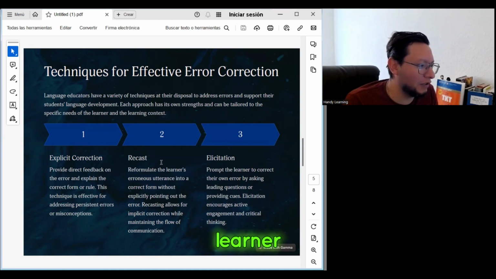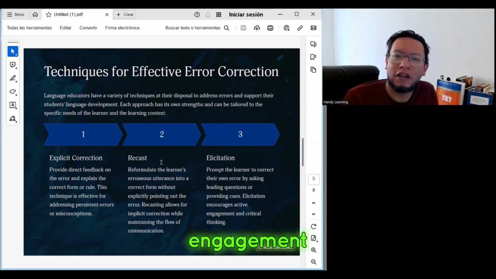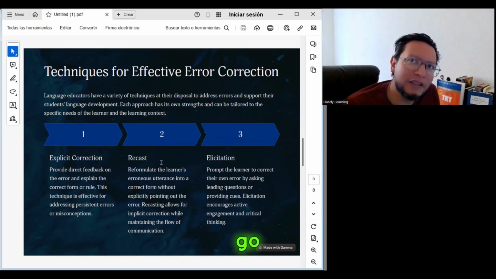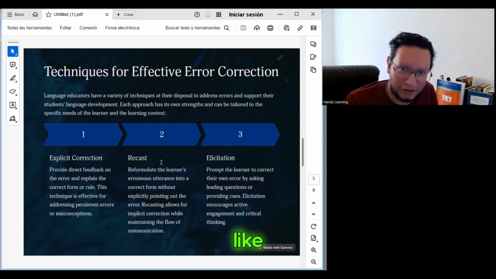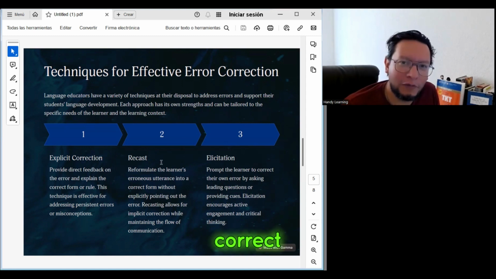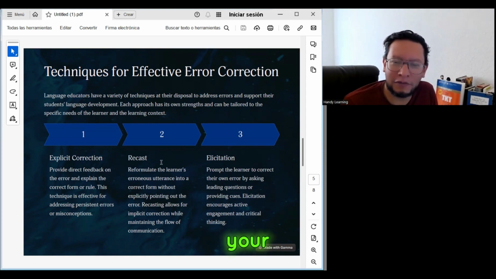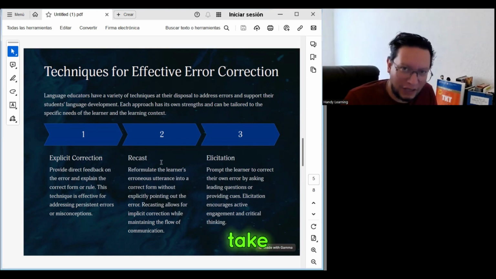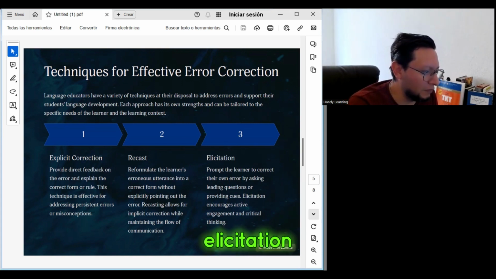Elicitation says prompt the learner to correct their own error by asking leading questions or providing cues, which I was explaining before. Okay, elicitation encourages active engagement. Instead of saying, "I go to shopping," you say immediately, directly to the student, "Go ahead. What's the correct form of go in past?" "Go ahead, teacher." "Are you sure? Check your verb. Check the list of verbs you have." Lead him. Take him to find the correct form. Okay, that will be elicitation.